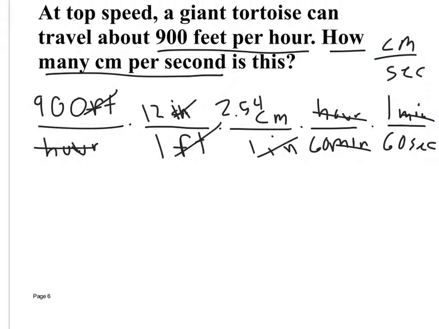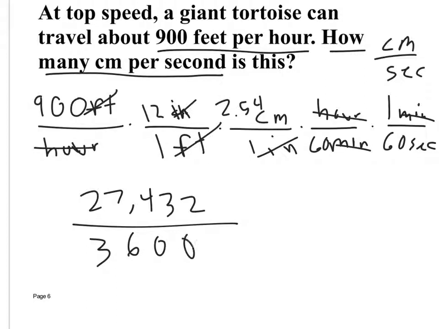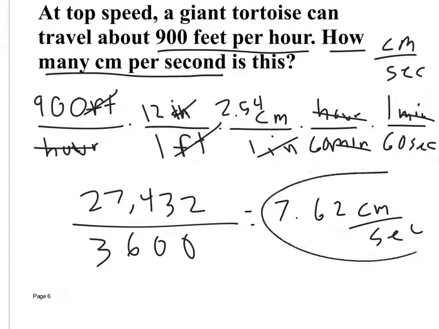So now I can multiply everything on top, multiply everything on bottom, and then divide the two. So I take 900 times 12 times 2.54. When I do that, I get 27,432. And on bottom, I take 1 times 1 times 1 times 60 times 60. Well, 60 times 60 is 3,600. So now you know how many seconds are in an hour. And then I just divide the two numbers. When I divide those two numbers, I get 7.62 centimeters per second. And there's my answer.